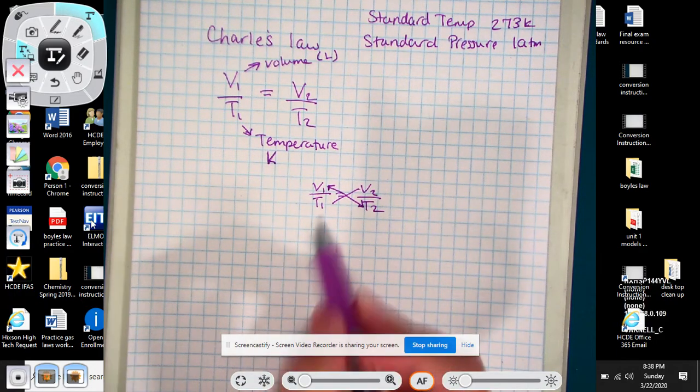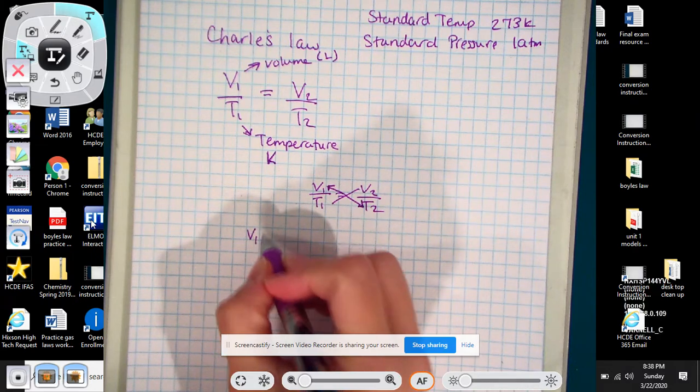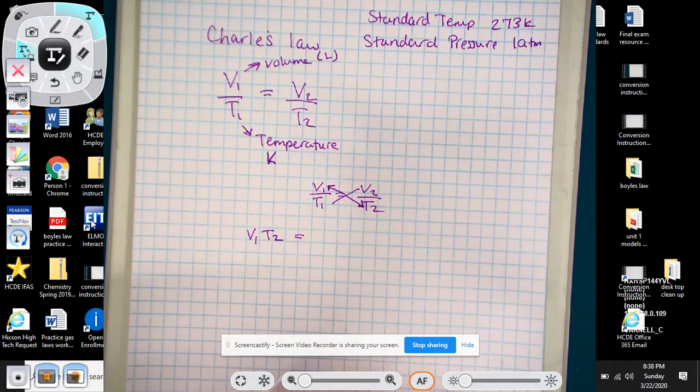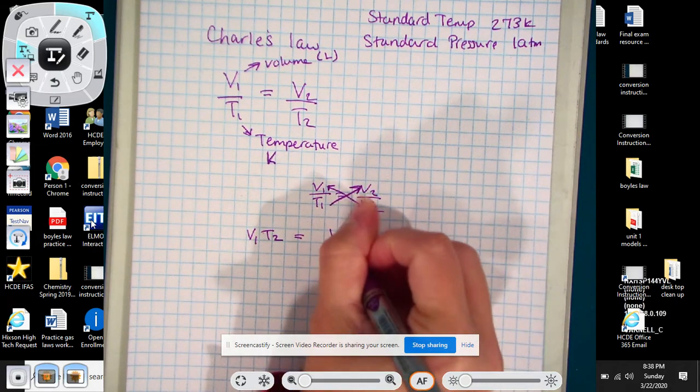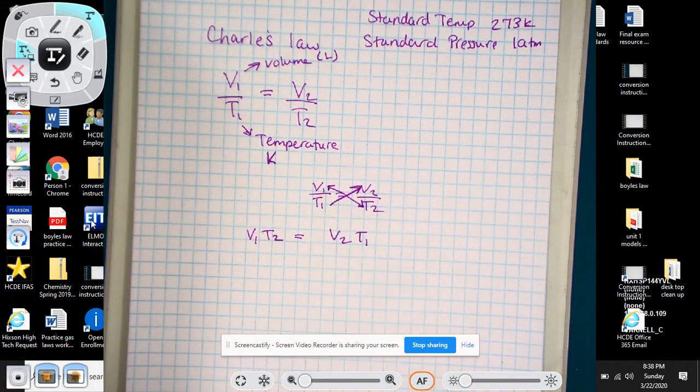So that's V1 times T2 equals the other part of the cross, V2 times T1. Now, it doesn't really matter if you said T2 times V1. Those are reciprocal. You can do either one.